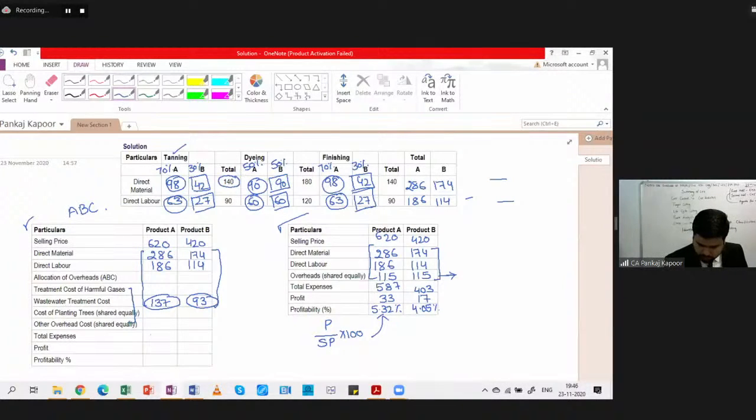The total expenditure of the A is 587, whereas the total expenditure for the B is... how much is the total expenditure here? Anyone please tell me how much is the total expenditure here? Okay, 609. Thank you. How much is the total expenditure here? 381. So the profit per unit of the product A.